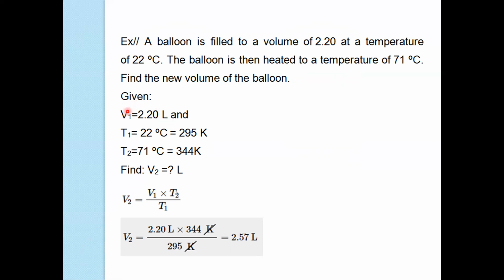So for the given information, the initial volume is 2.2 liters and the initial temperature is 22 centigrade. Here we have to convert the temperature to Kelvin by adding 22 with 273. That's equal to 295 Kelvin, and the final temperature is 71 plus 273, equal to 344 Kelvin.